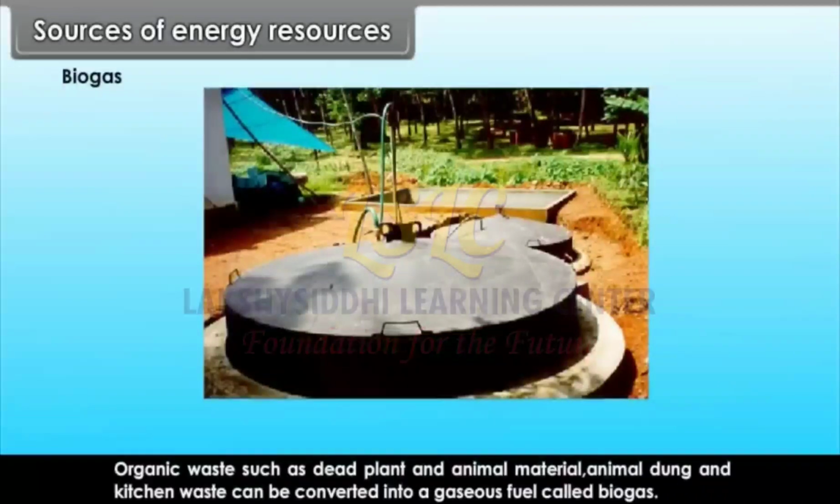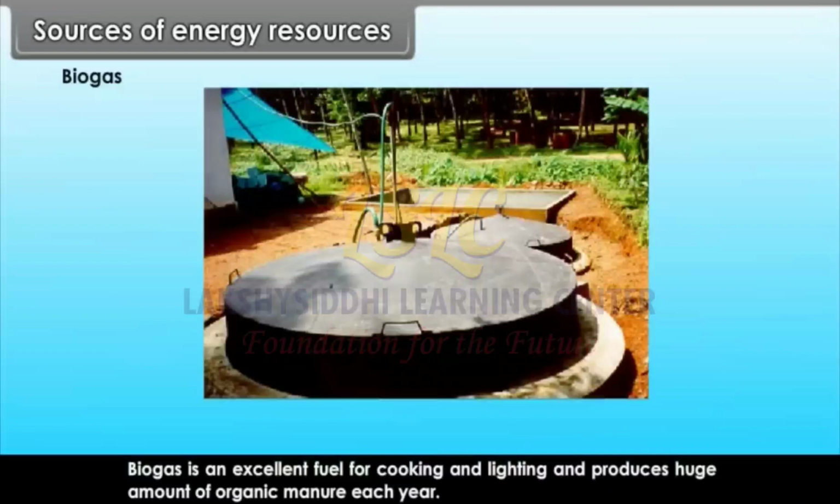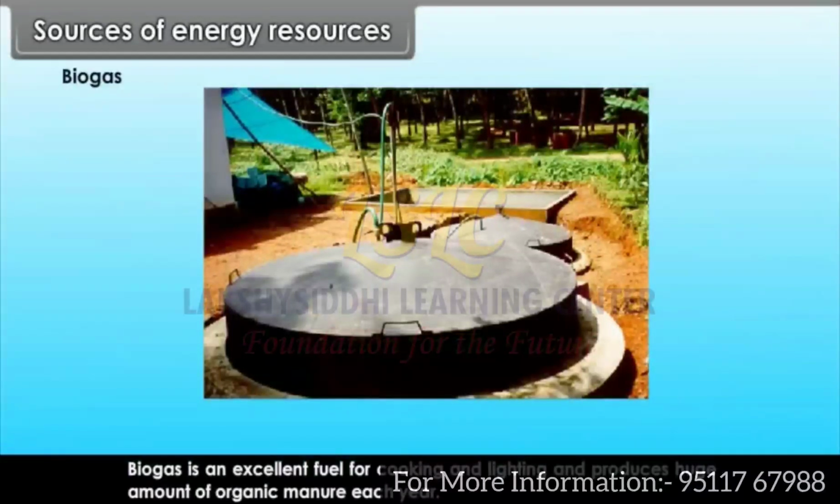Biogas. Organic waste such as dead plant and animal material, animal dung and kitchen waste can be converted into a gaseous fuel called biogas. The organic waste is decomposed by bacteria in biogas digesters to emit biogas, which is essentially a mixture of methane and carbon dioxide. Biogas is an excellent fuel for cooking and lighting and produces a huge amount of organic manure each year.